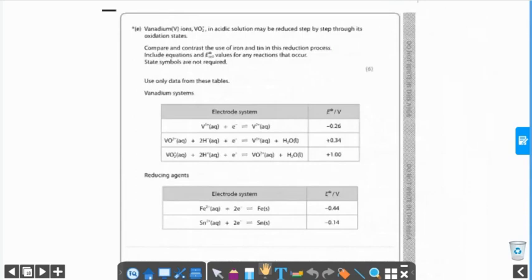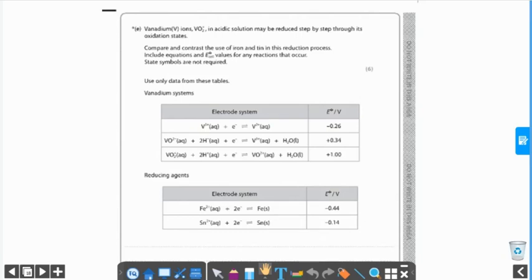Vanadium 5 ions in acidic solution may be reduced step by step through its oxidation states. Compare and contrast the use of iron and tin in this reduction process. Include the equations and E cell values for any reactions that occur, because if the reduction occurs, we know the E cell value should be positive. Then you have to select whether iron 2 plus or tin is good, because a more positive E cell is the indication of a feasible reaction. So the data from the data booklet, only these data should be used in your explanation.